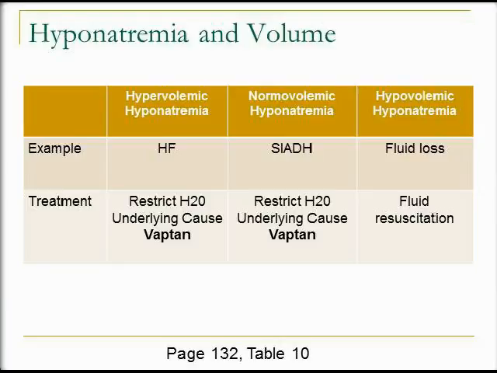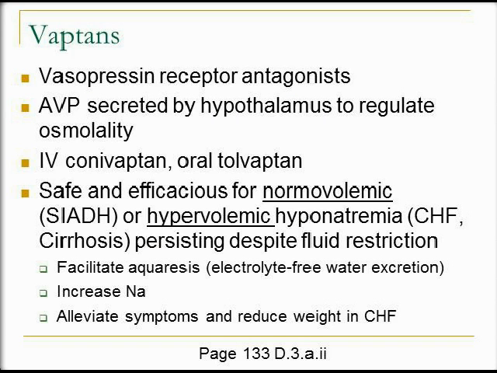So also on table 10 from this table of hyponatremia, I mentioned Vaptans as a treatment of hypervolemic or normovolemic hyponatremia. So the next couple slides are going to talk about the Vaptans. These are vasopressin receptor antagonists, and this is on page 133. It jumps around just a little bit.